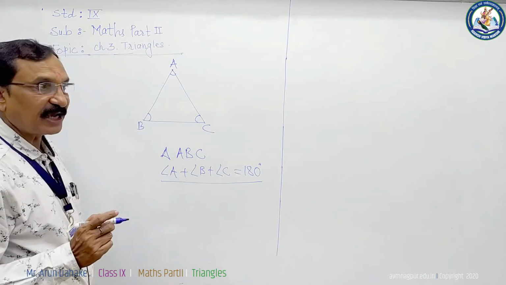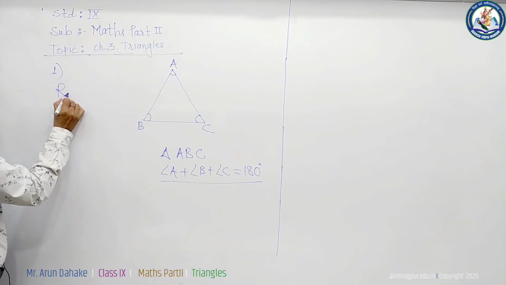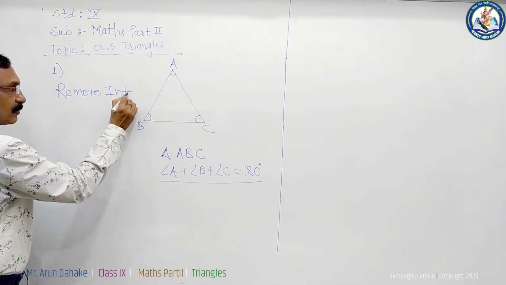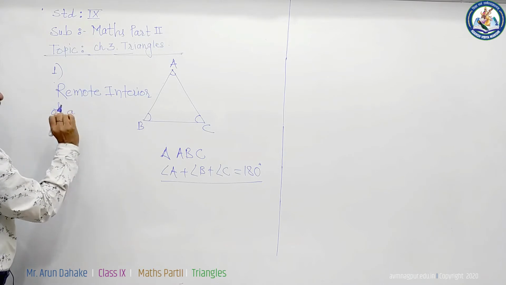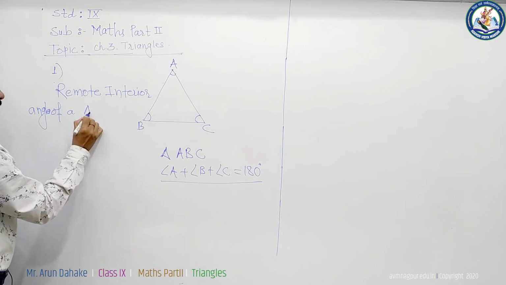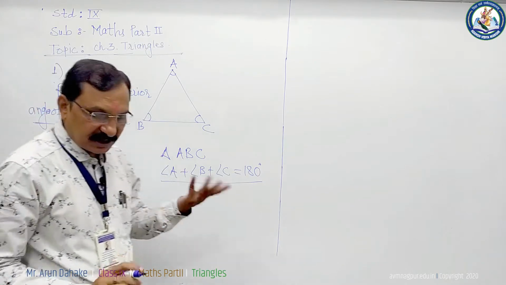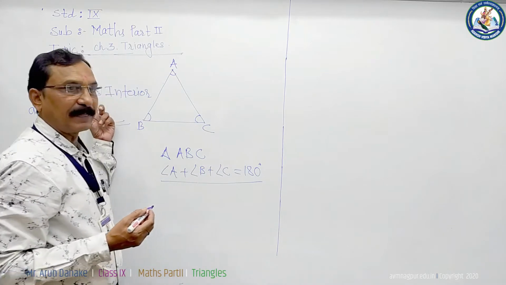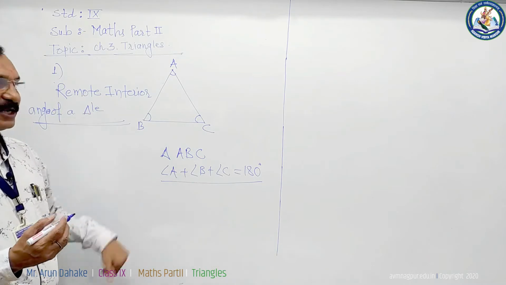The first theorem is a very important theorem, that is called the remote interior angle theorem of a triangle. Remote interior angles of a triangle. This is a very important theorem. Now, what is the remote interior angle theorem?